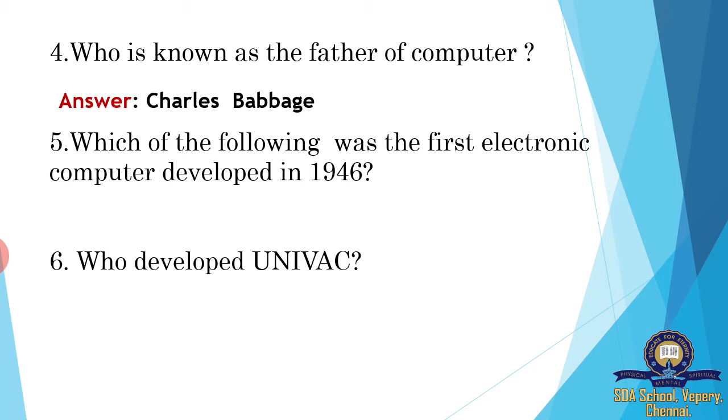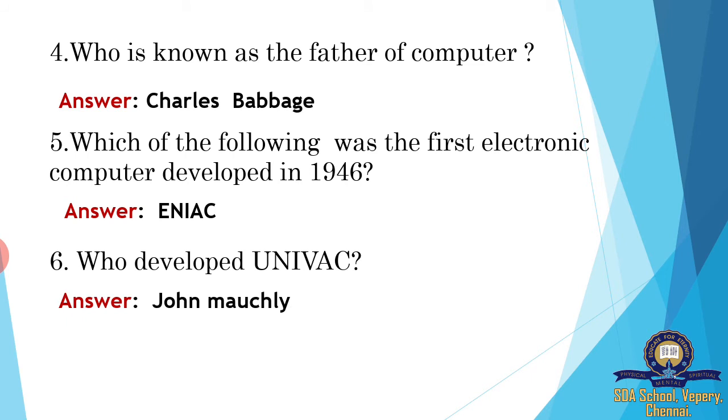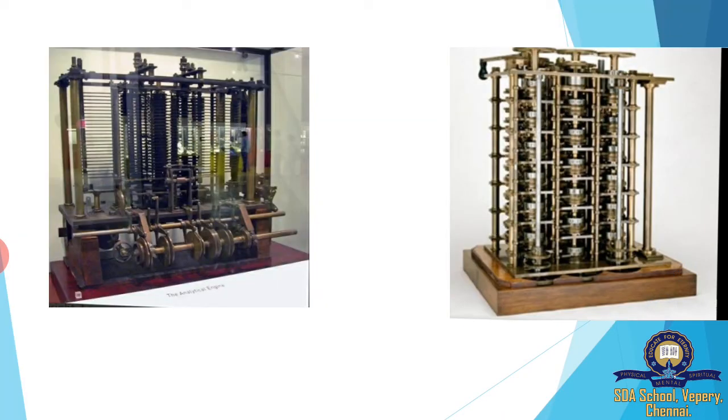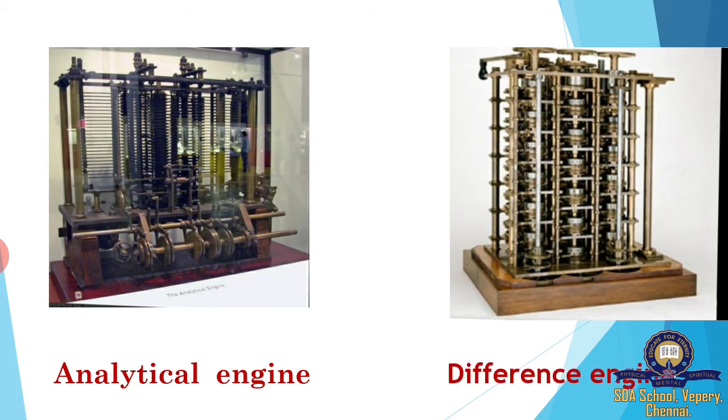Which of the following was the first electronic computer developed in 1946? Yes, ENIAC. Then who developed UNIVAC? John Mauchly. Then we move on to the second exercise. Have you remembered what it is? What is the name of this device? Yes, analytical engine. Then what is the name of this device? Yes, difference engine. The analytical engine and the difference engine were invented by Charles Babbage. We all know that, right?